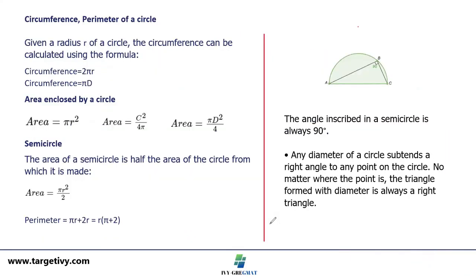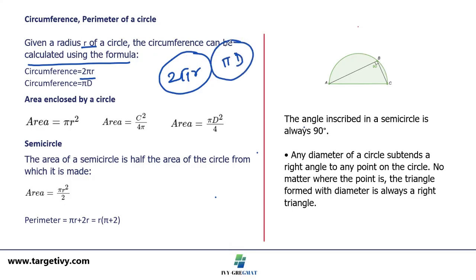Let's do a bit of an experimentation with the circle. Something comes inside, goes outside. So circumference, perimeter of a circle has got a story behind it. Given the radius r, the circumference can be calculated using the formula 2 pi r, very popular formula, or pi d. This is the circumference of a circle, 2 pi r or pi d. Just remember these two formulas.